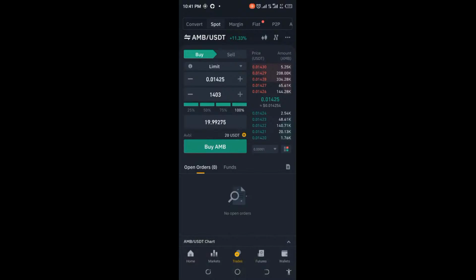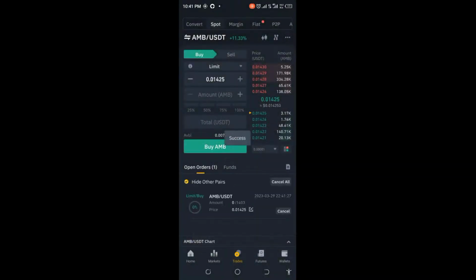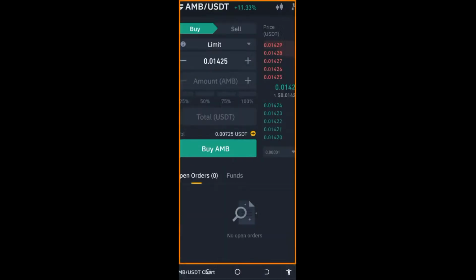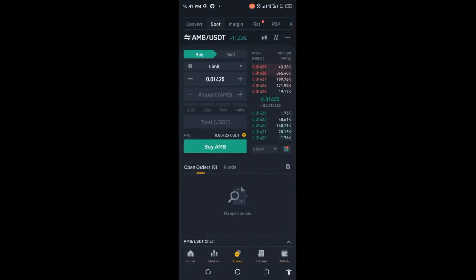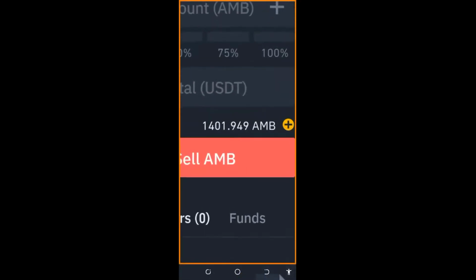Let's do this quickly. Oh yeah, we're in the queue. Oh, perfect. It got sold practically immediately. It didn't pick up everything, but it's less than a cent, so that is fine. Let's see how much we have. We have 1401.94. Let me just snapshot that.